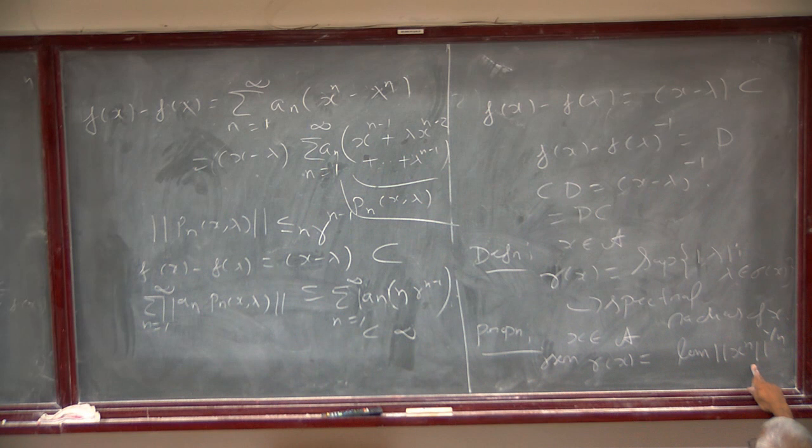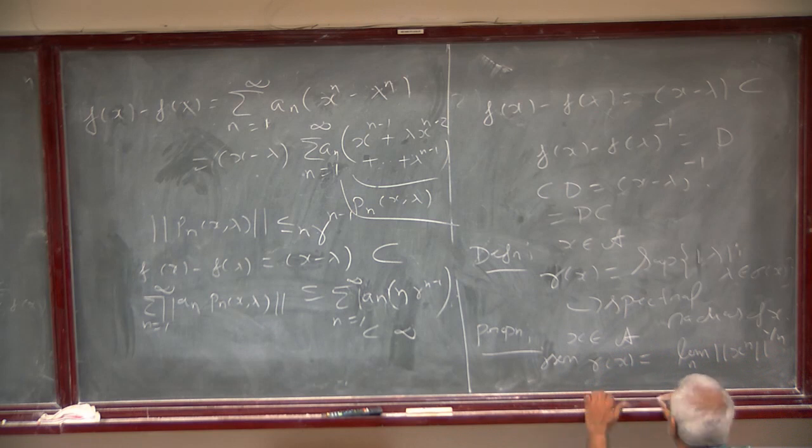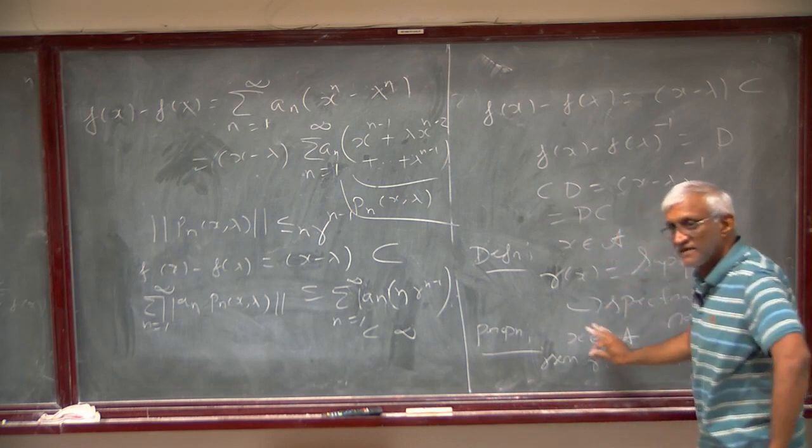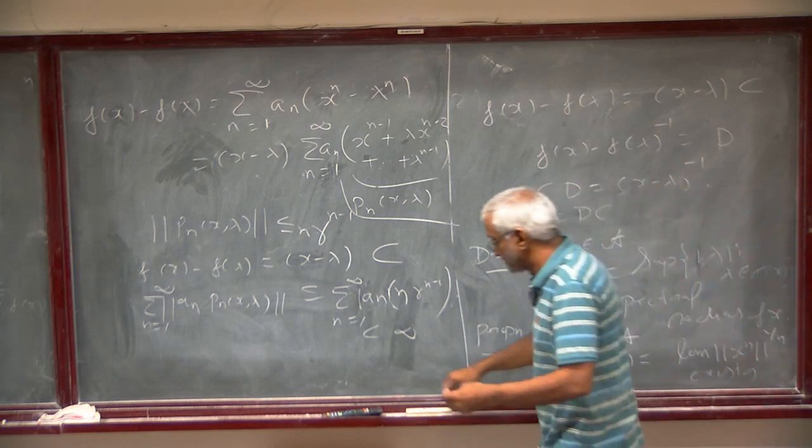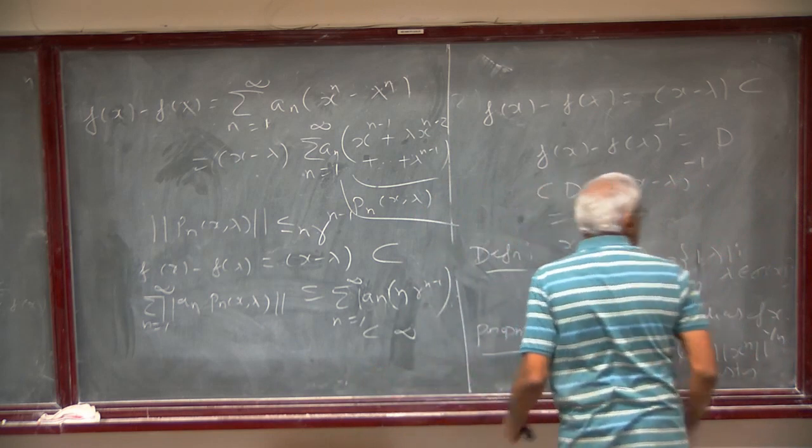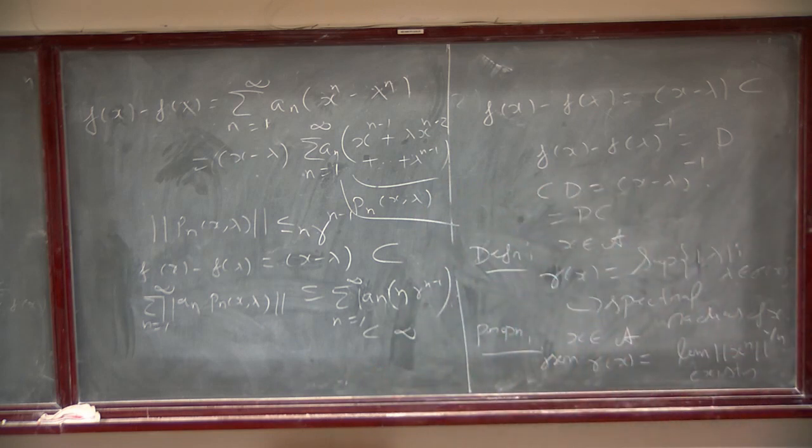Usually the norm of x power n is not equal to norm x power n; it will be less than that. So this limit exists and it is equal to r(x). That's what the theorem is, that's what the proposition is. It exists and it is equal to this. This is the spectral radius formula. I think it will not take much time.